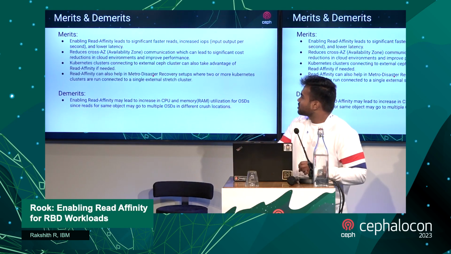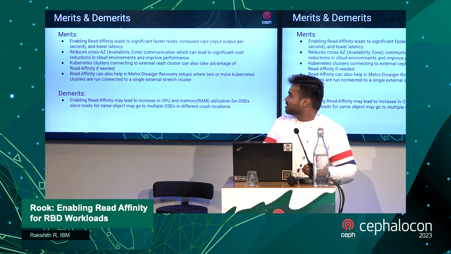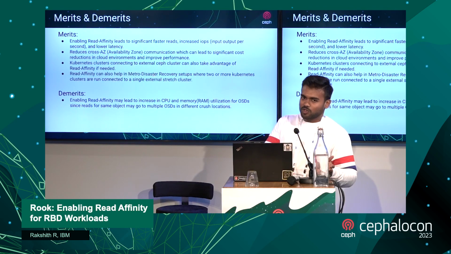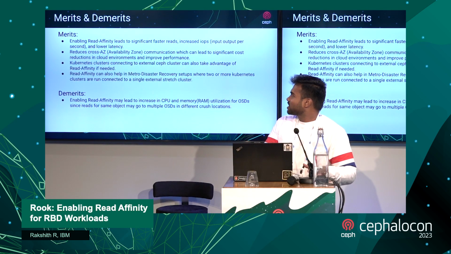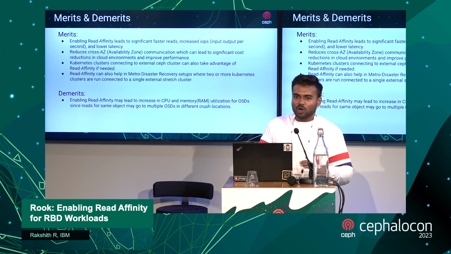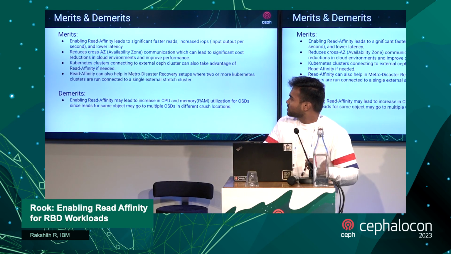So here we have some merits. Enabling read affinity, as we have already seen, gives significantly faster reads, increases IOPS and lowers latencies. This is especially significant when you have cross AZ traffic. In the cloud especially, the costs are very prohibitive. So it's better to have local traffic rather than cross AZ traffic.